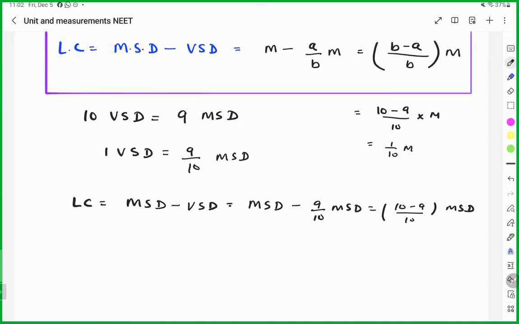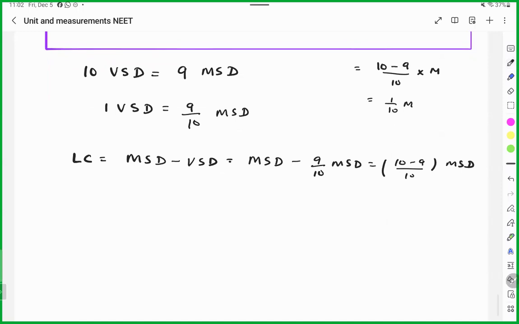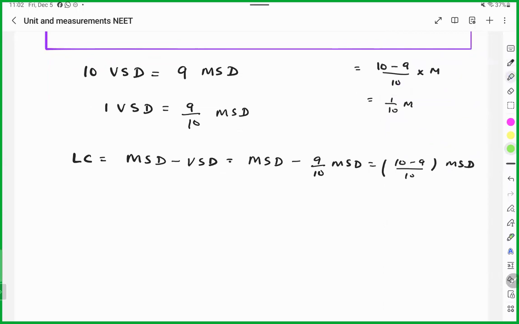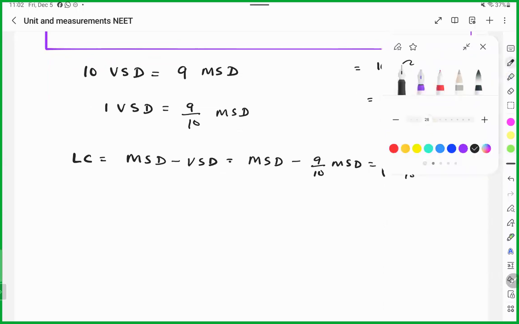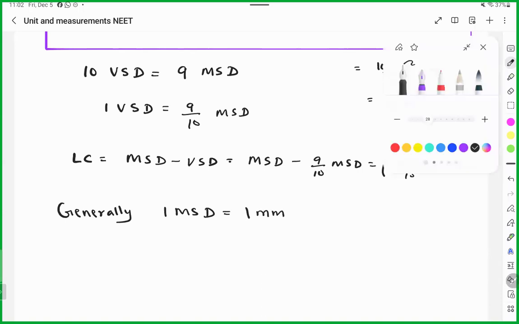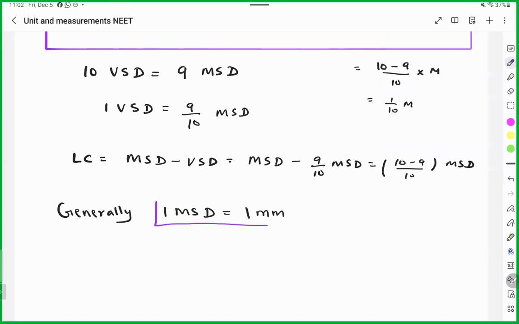Okay, so this is usually the trend. You will see this kind of pattern. One more thing. In case of the main scale, usually one MSD value is 1 millimeter. Generally, one main scale division is equal to 1 millimeter. That happens in the normal scale also. For the 15 centimeter scale we use, the main scale division is actually 1 millimeter. So you know the MSD value, you know which division coincides with what, then you can calculate the least count in this case.